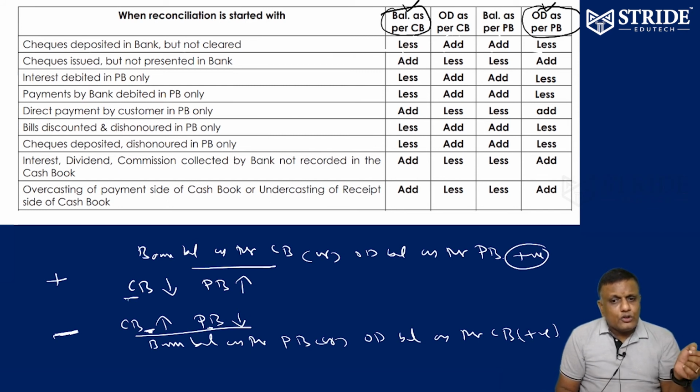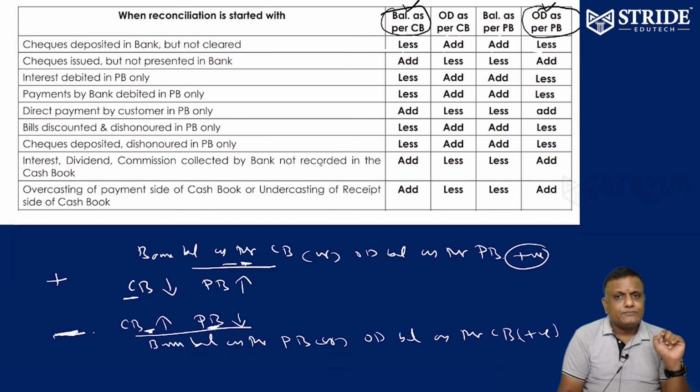Okay. Therefore, you should add. In the reverse case, you have to do less. I'm starting with this one. So add. Okay, interest debit in the passbook only. So the passbook shows lower. Debit in the passbook means lower balance. Passbook shows lower, therefore you have to show less, because the starting point is the bank balance by cash book. So you have to show less. In the reverse case, you have to add. These two, you have to add.